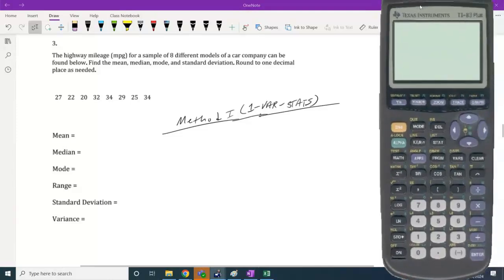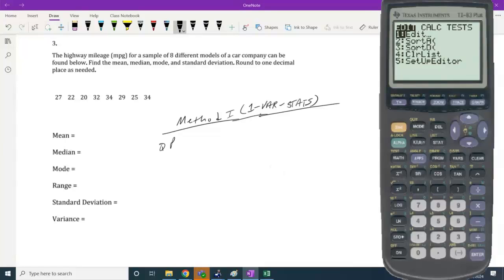So just recall, in order to put a data set into your calculator, I'm going to just turn it on and clear everything out. I want to go into Stat.